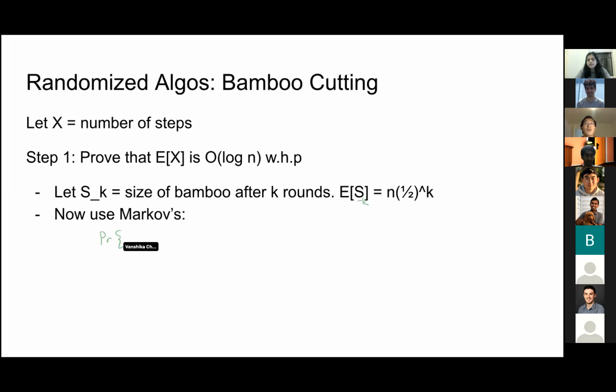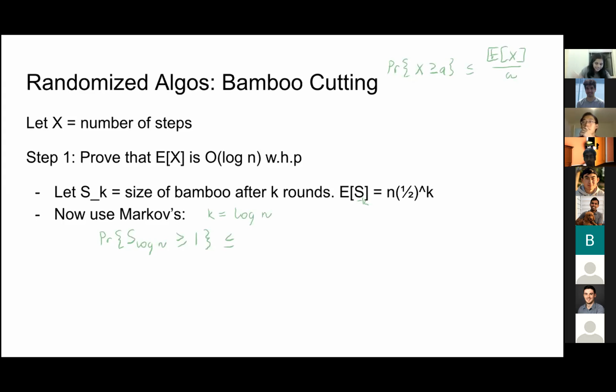So what should we let k be? So k equals log n. We can try that. Let's see. So S of log n, and then we would say that this is greater than or equal to 1. Then by Markov's, what would this be less than or equal to? Does everyone remember Markov's inequality? The probability that x is greater than or equal to a is less than or equal to the expected value of x over a.